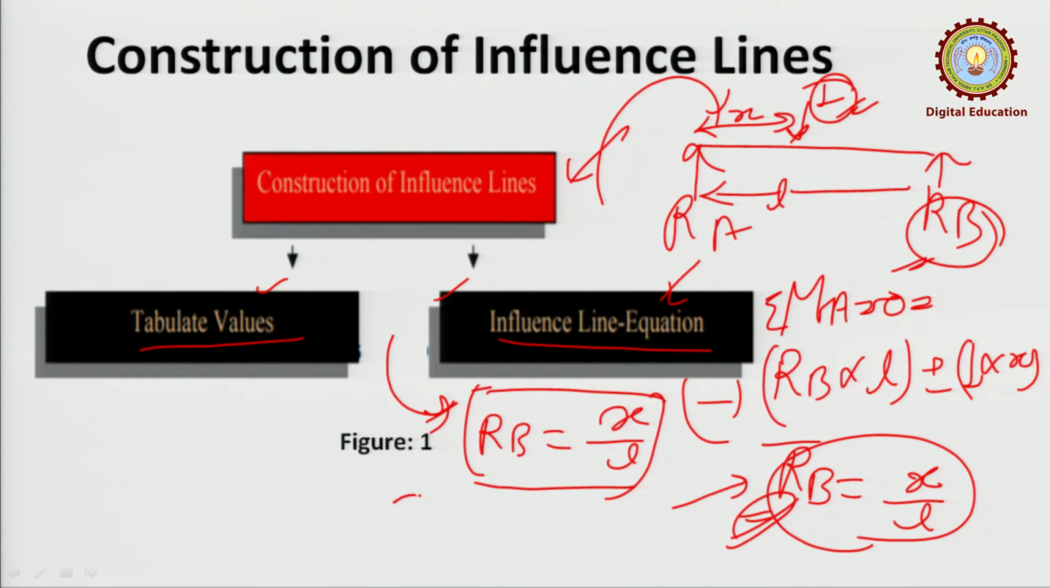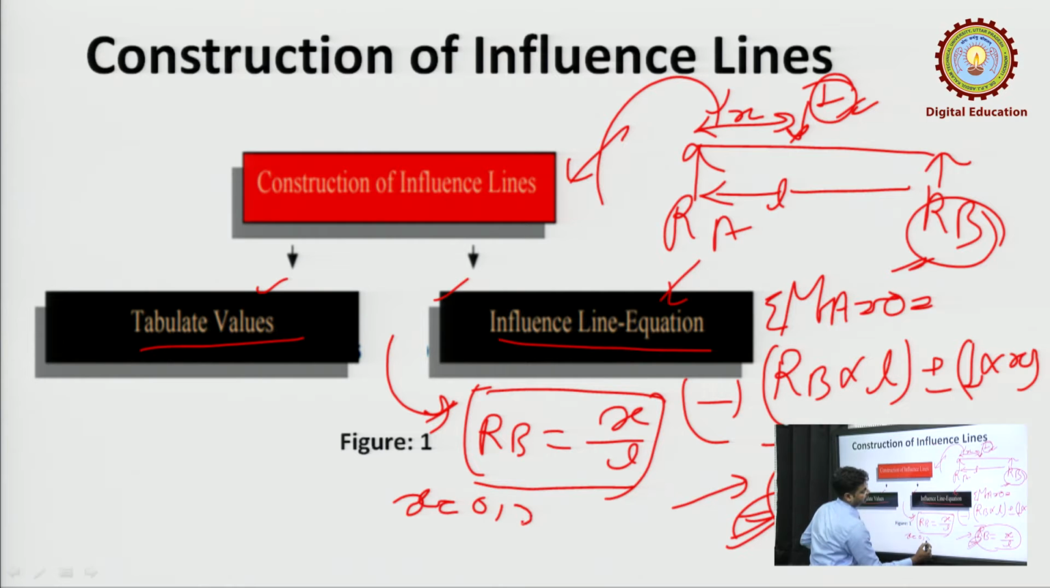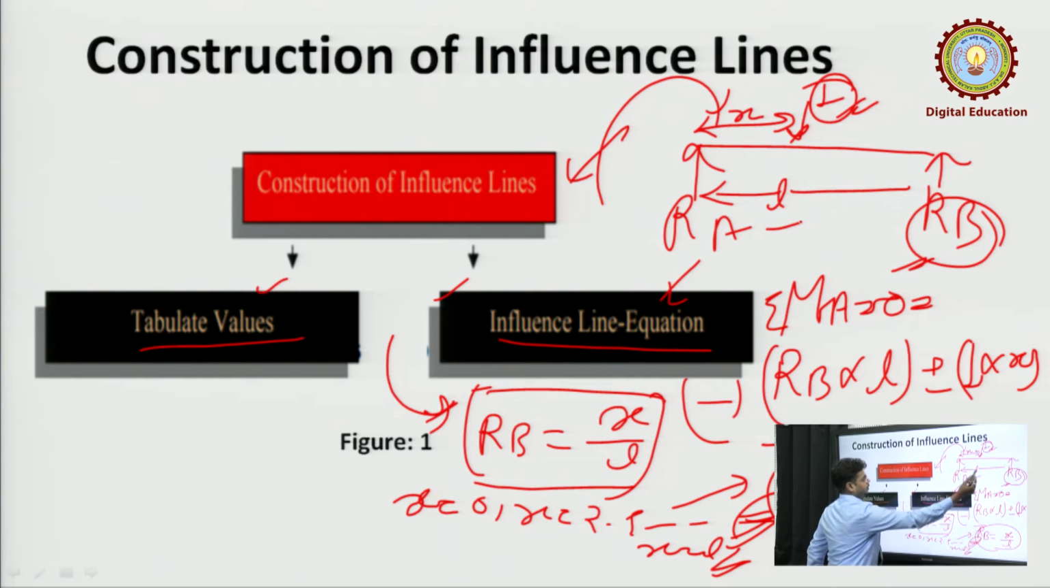Just put a value of X equal to 0, X equal to 2.5 or something like that, X equal to L. Okay. This is the method we call the tabulated form. So, we can draw the influence line by this method and the tabulated values.